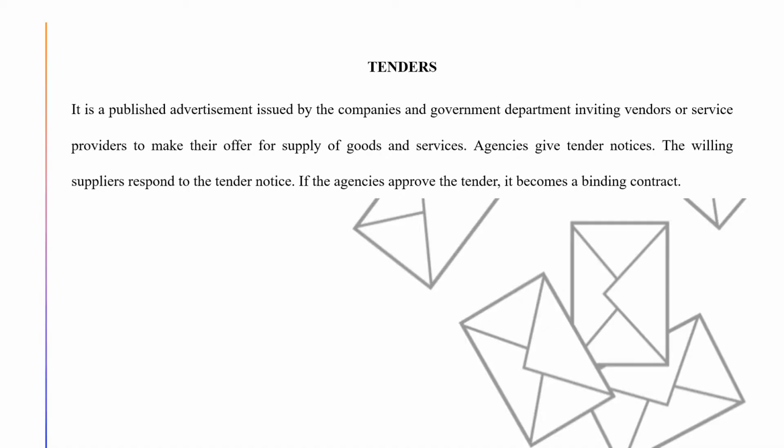In today's class, the topic is going to be tenders. What is a tender? First we'll see that. It is a published advertisement issued by a company or government department inviting vendors or service providers to make their offer for supply of goods and services. Agencies give tender notice. The willing suppliers respond to the tender notice. If the agencies approve the tender, it becomes a binding contract.